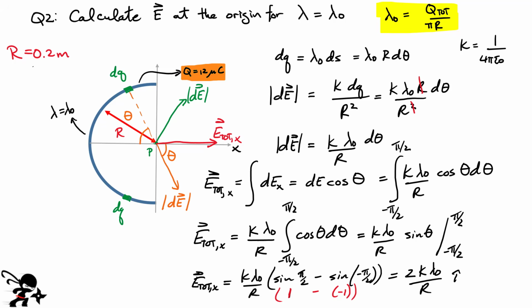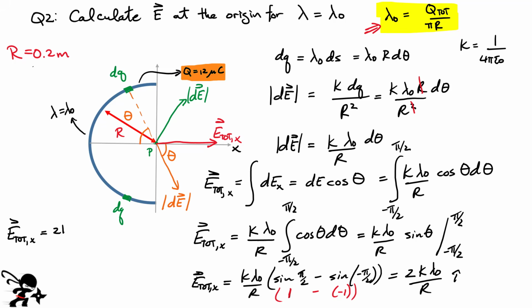So let's just go ahead and clean that up. The last thing I can do now is substitute what my lambda 0 is. If you substitute lambda 0 over here, you're going to get that your final expression for the uniform case is going to look something like this.